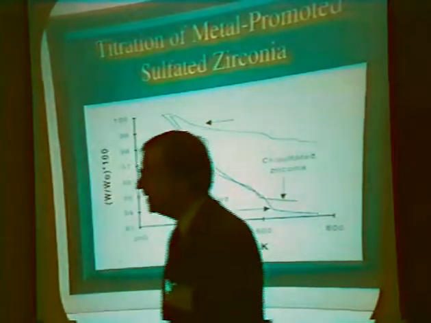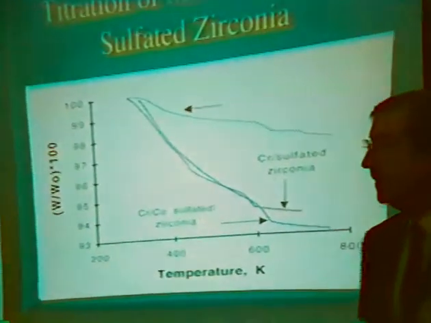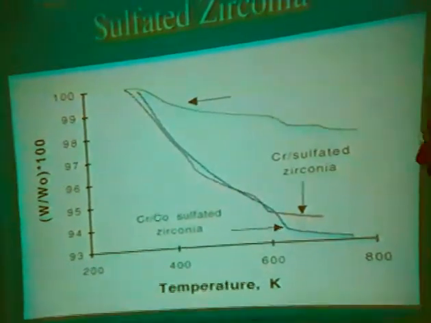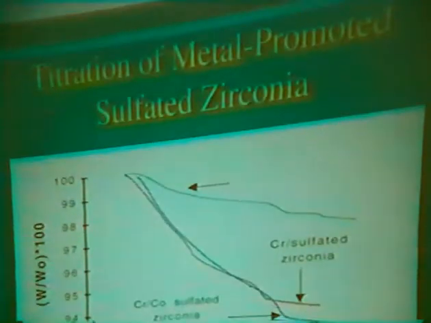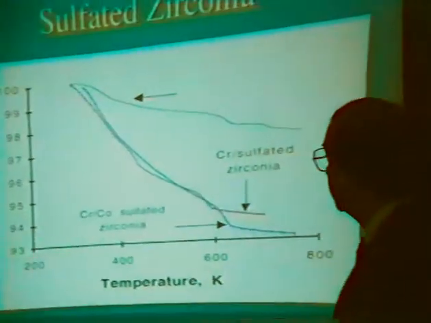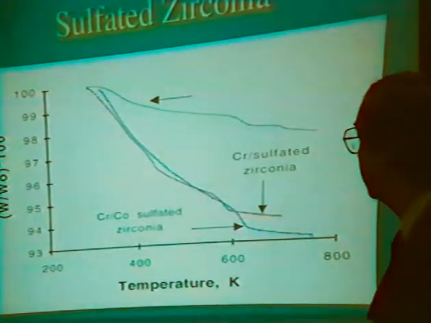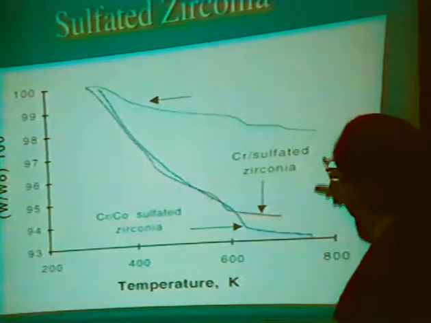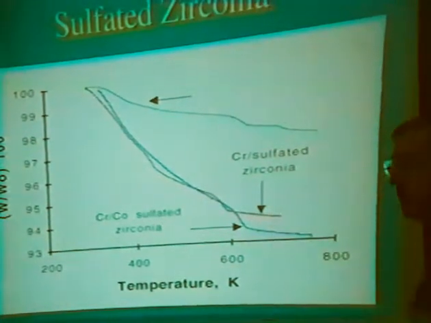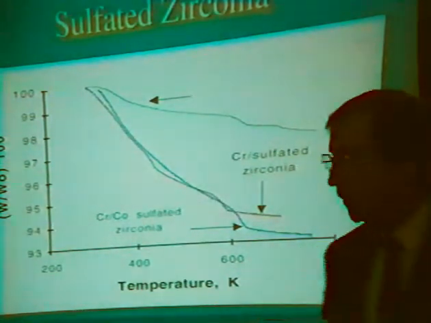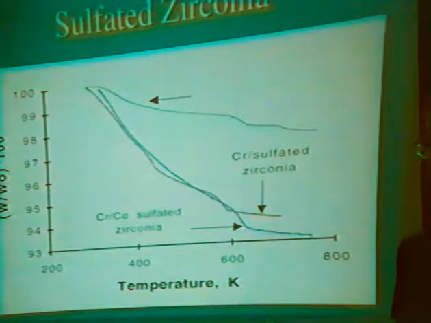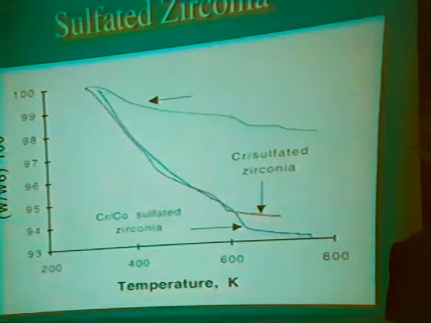Okay, let's look at some of our data. On this slide, we're showing the temperature in degrees Kelvin on the abscissa, and on the ordinate is the weight of the sample normalized to its initial weight. And we have three samples here. The green line describes the cobalt-promoted catalyst. The red line is one promoted with chromium, and then the blue line will be the sample which contains both cobalt and chromium. The weight loadings of sulfur are around 1 weight percent, and the weight loadings of the metals are also around 1 to 2 weight percent.